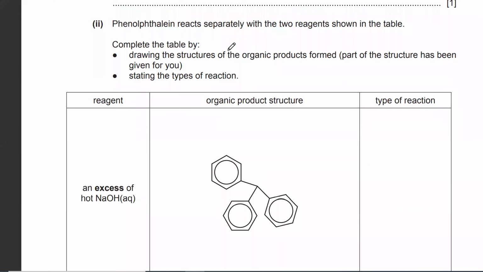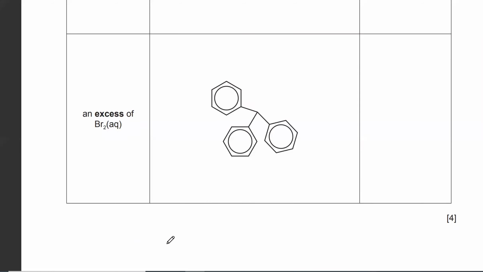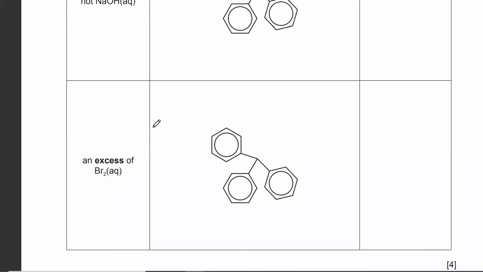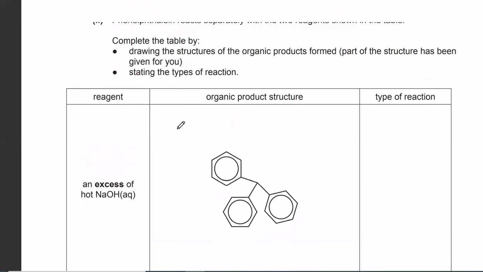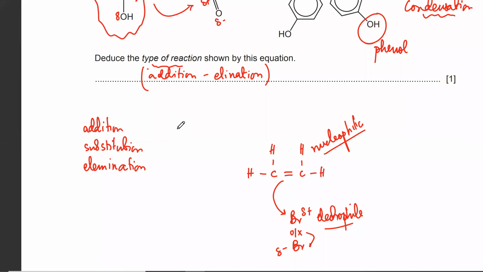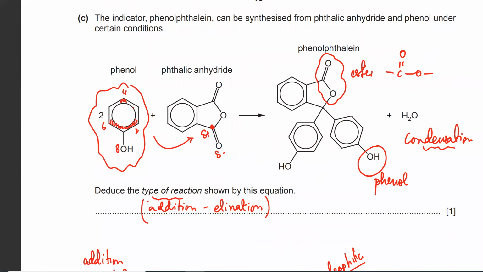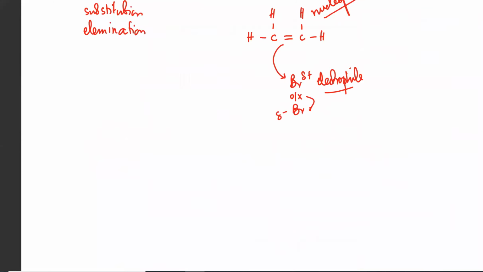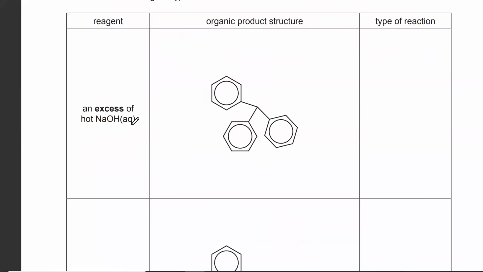And then he says phenolphthalein can react separately with two reagents shown in the table, complete the table. So he's talking about excess NaOH and excess Br2. So you just have to write what the products are. And you also have to tell them the type of reaction. So the first one is excess NaOH, phenolphthalein reacting with, did he heat it or not? Is it hot? Just 1 second. An excess of hot NaOH.